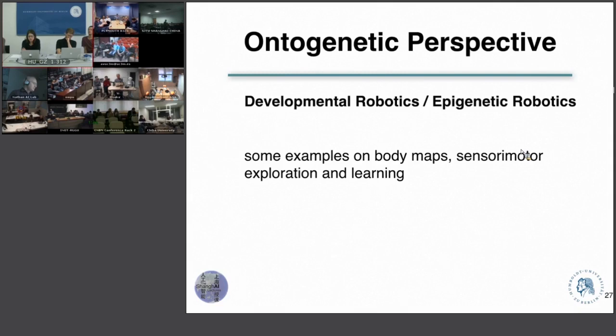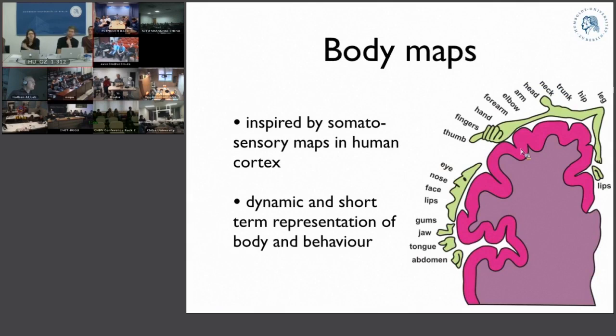They're inspired basically by somatosensory maps in the human cortex and could present a dynamic and short-term representation of body and behavior. So basically, if you don't want to have purely reactive behavior, you have to somehow represent your morphology in your body and brain. Often it can't be really separated. And there are several works on that.